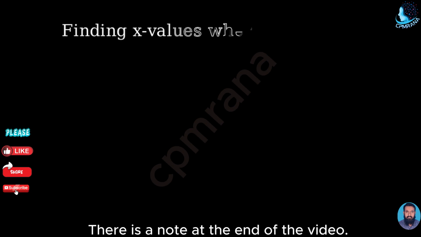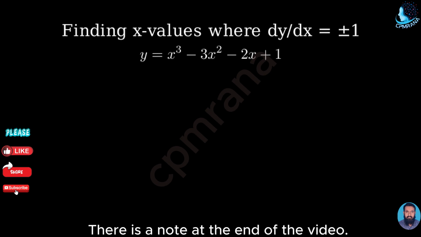Let's solve a calculus problem involving derivatives. Given the function y equals x cubed minus 3x squared minus 2x plus 1, we need to find the values of x where the derivative equals plus or minus 1. Let's start by finding the derivative.